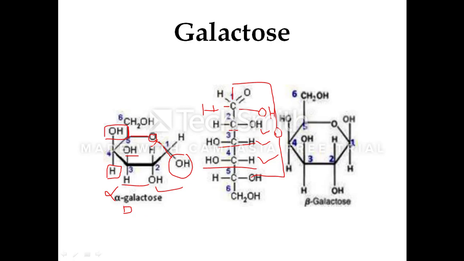You understood this? At the C1 atom, after the pyranose structure formation, there is OH towards the right side due to the cyclization between the C1 and C5 carbon atoms. That's why it is represented as alpha D galactose. It is D because OH is towards the right side. So, this is alpha D galactopyranose.